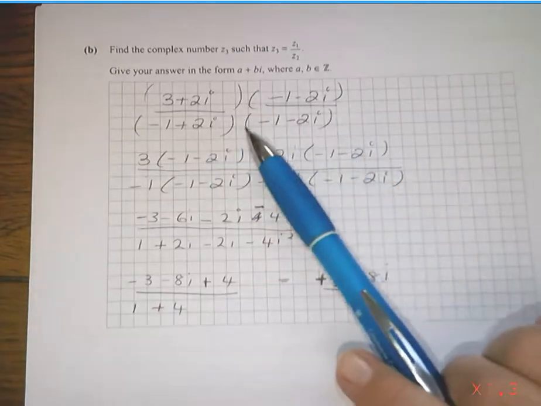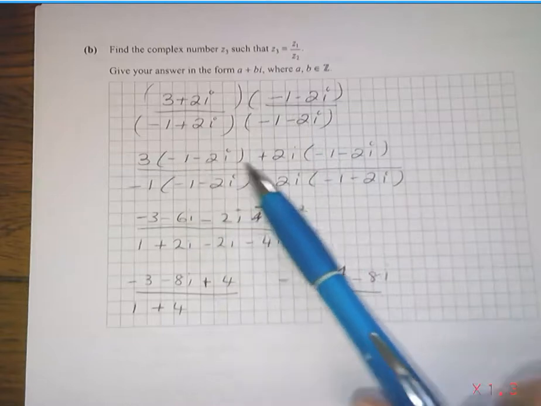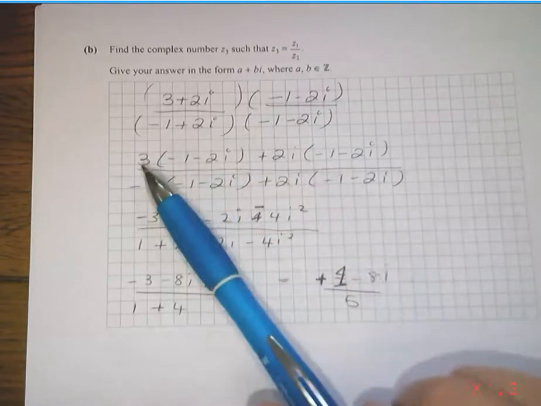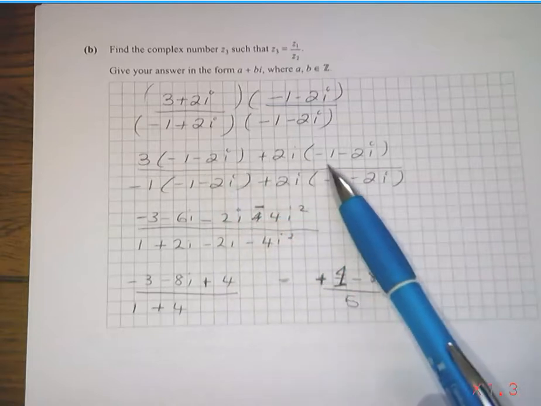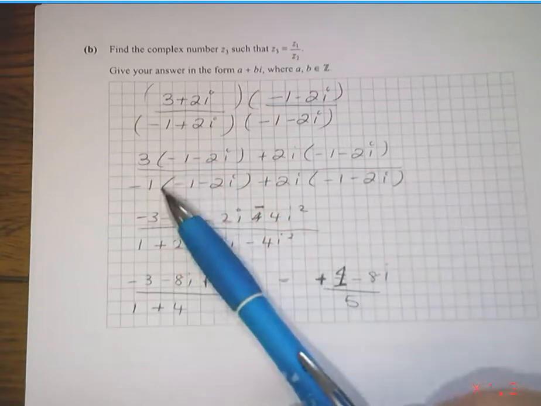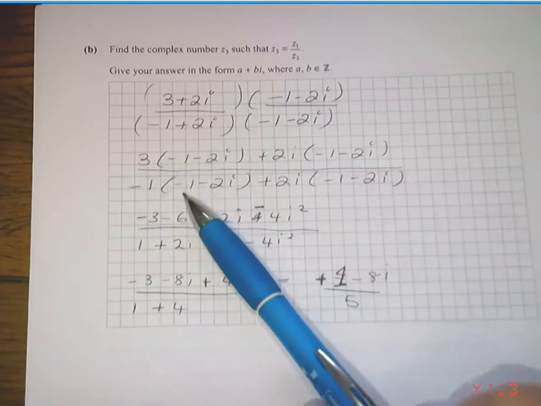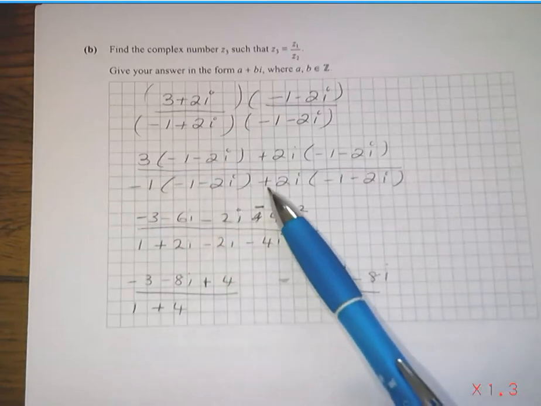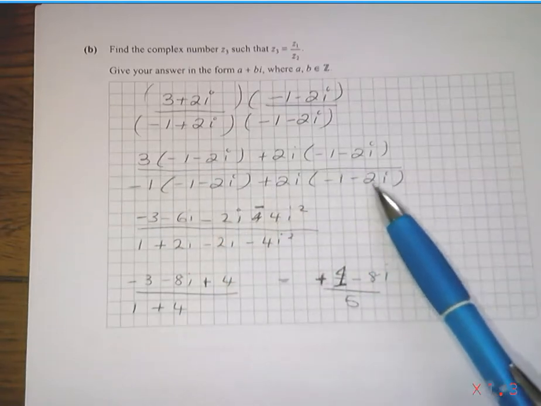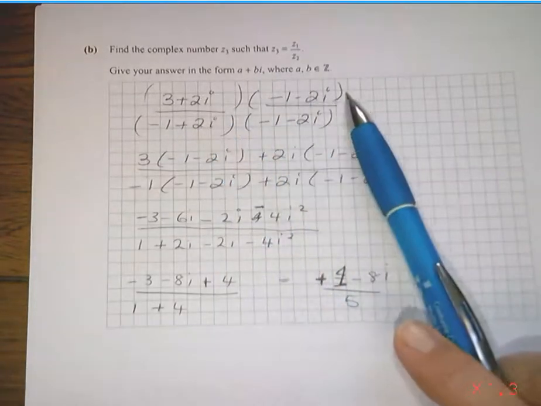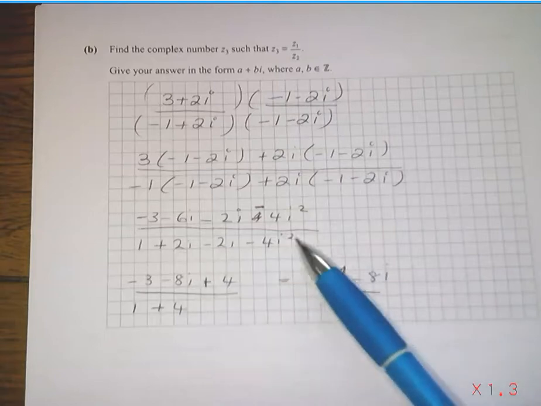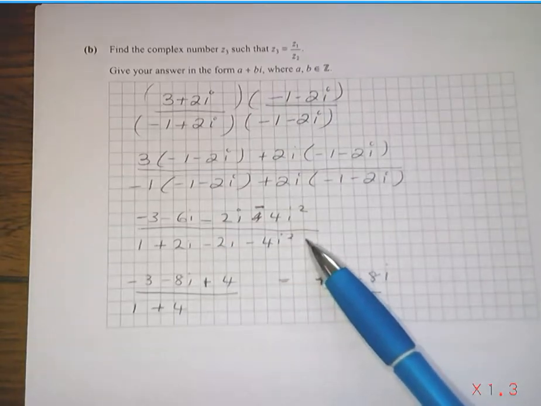So write them down in brackets, and then remember to split the brackets correctly to multiply it. So you get 3 times minus 1 minus your 2i, and your 2i times your minus 1 minus your 2i. And at the bottom you have minus 1 times your minus 1 minus 2i, and then your plus 2i times your minus 1 minus 2i. So basically first thing, second bracket, second thing, second bracket. Multiply them out, and then you're going to tidy them up.